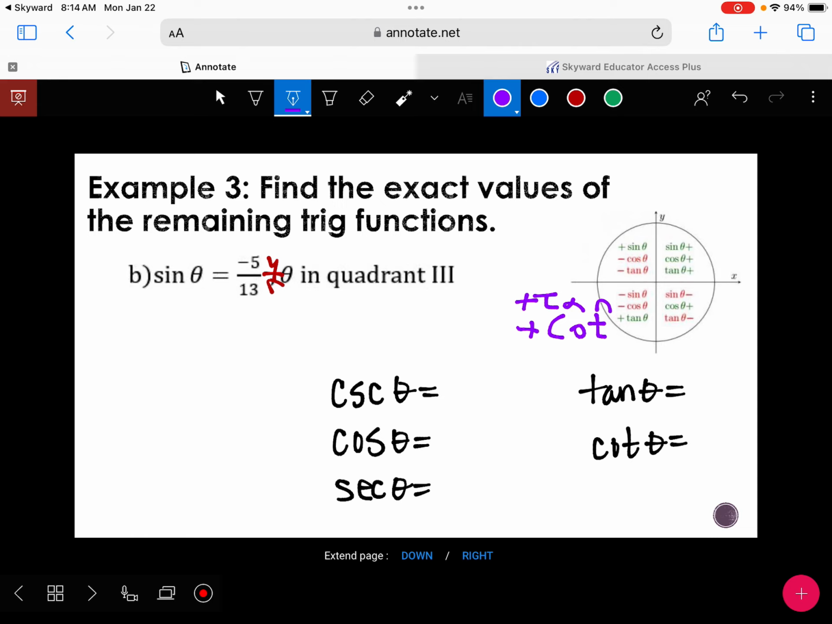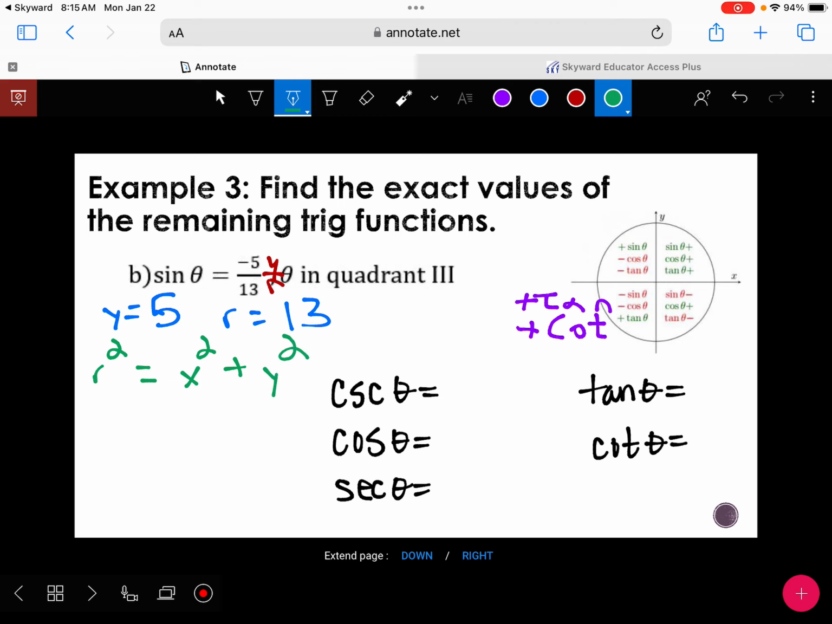Moving on, we have sine equals negative 5 over 13. So our y value is negative 5, and we can write that as 5, and our r value is 13. What's the theorem we use with right triangles to figure out our x side length? The Pythagorean theorem, perfect. Like you were saying, r squared equals x squared plus y squared.